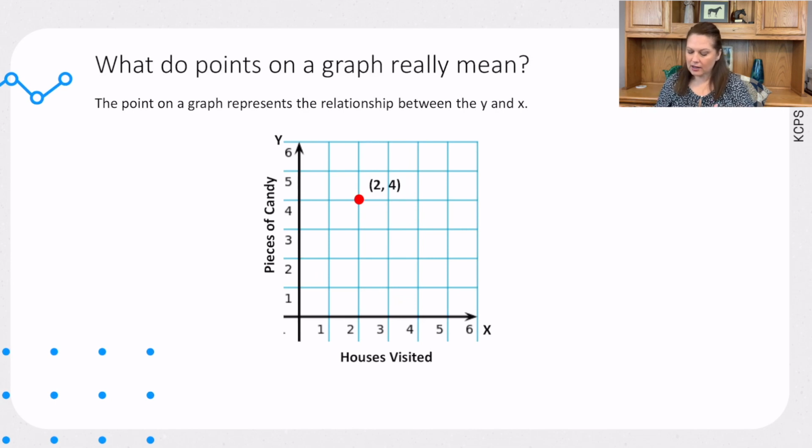Now, I used Halloween as our example because it's coming up shortly. As I look at my graph, I'm going to go over 2, and that means I'm going to visit 2 houses. And then I'm going to go up 4, meaning each of those houses is going to provide a total of 4 pieces of candy.